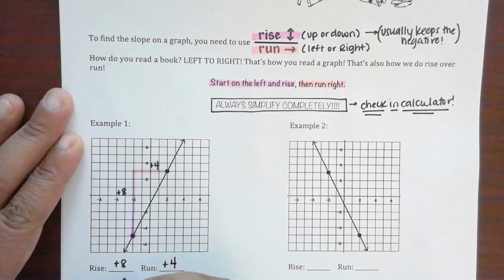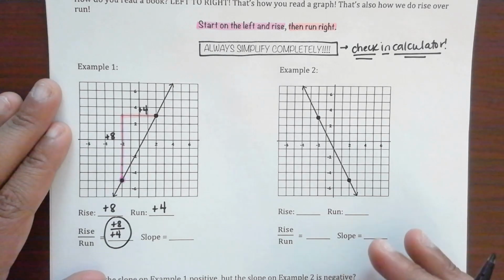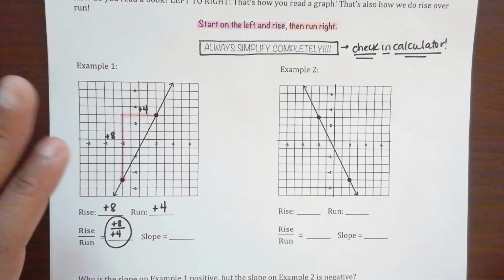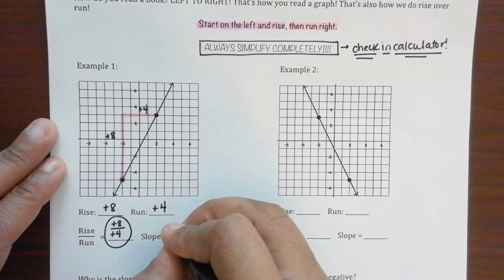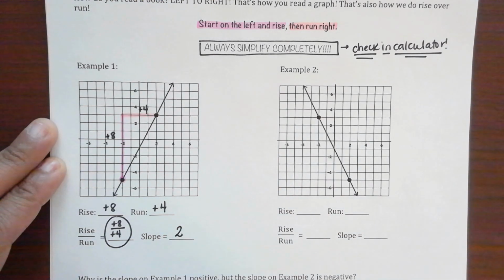I write this now as 8 over 4. And I need to check this in the calculator. So type in 8 divided by 4. Don't say anything yet, just type it in, I'll tell you when. Did everybody get a chance to type it in? What'd you get? So that would actually be my slope.